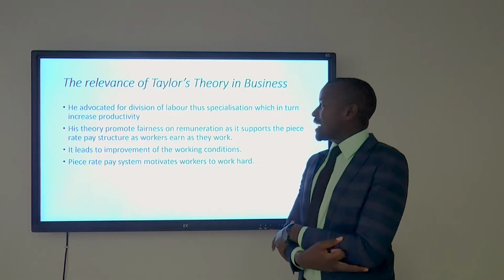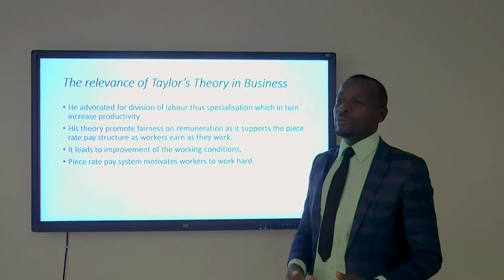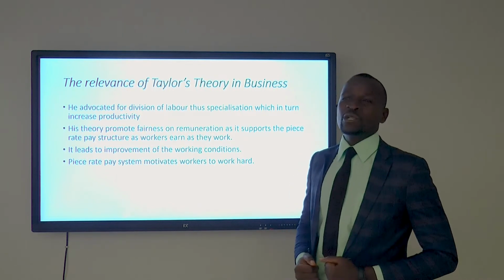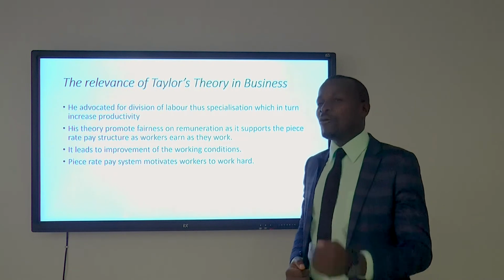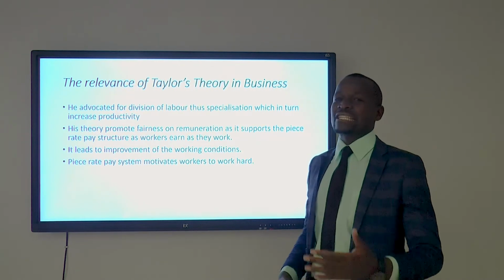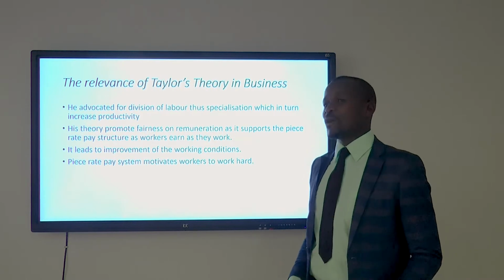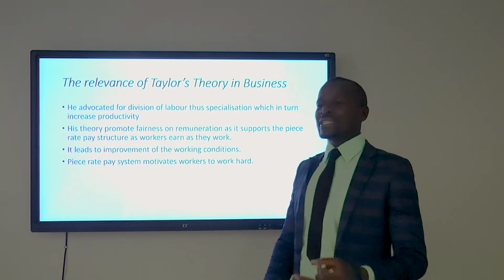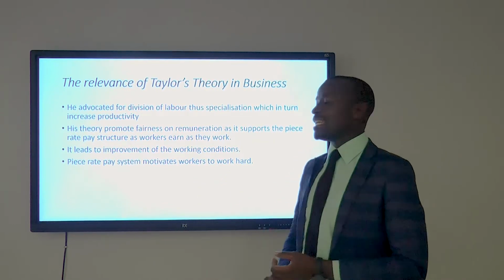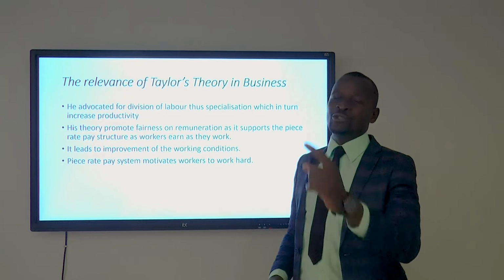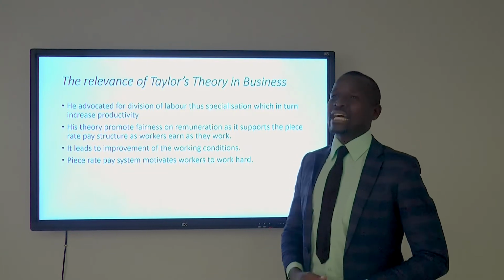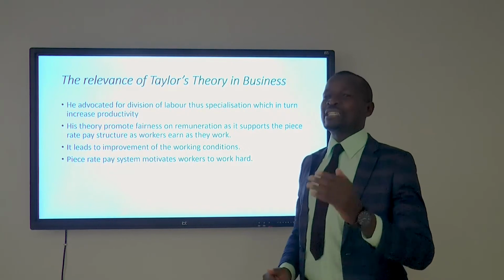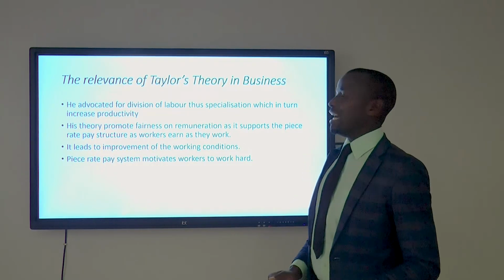When we are saying he advocated for division of labor, remember division of labor results in what we call specialization. And when someone is doing the same thing now and again, the obvious result is that that person is going to be more experienced. That person is going to be versatile. That person is going to be a guru in that area. It therefore means mistakes are going to be reduced. It therefore means productivity is going to increase and production is going to be done at a faster rate.